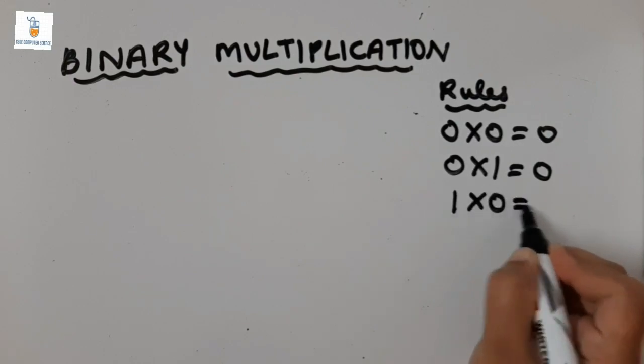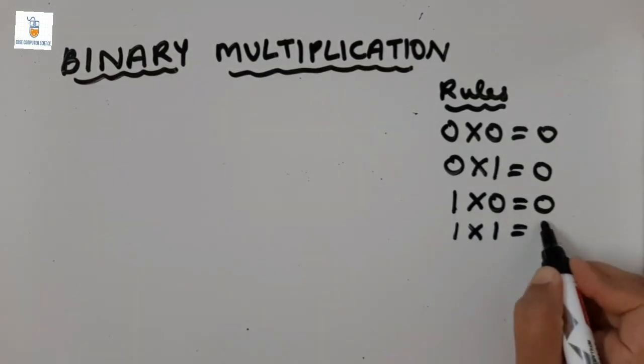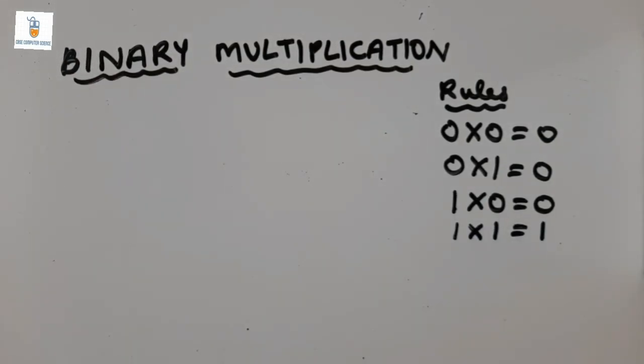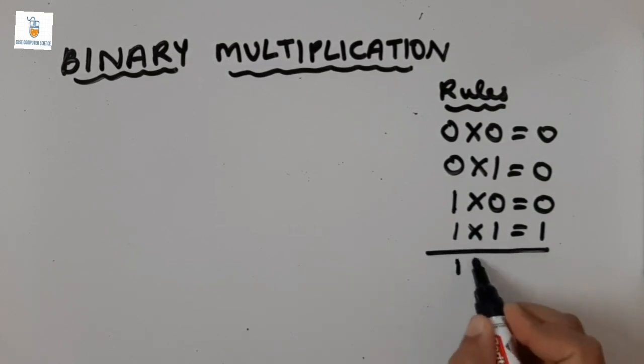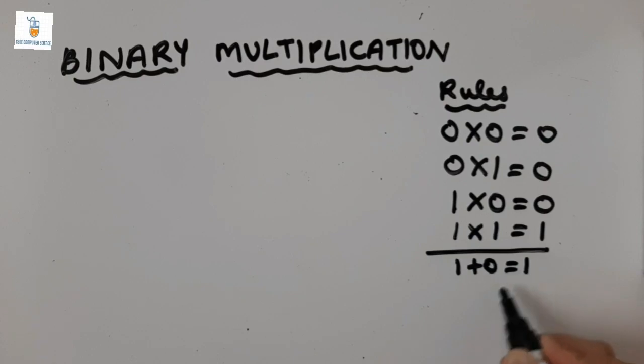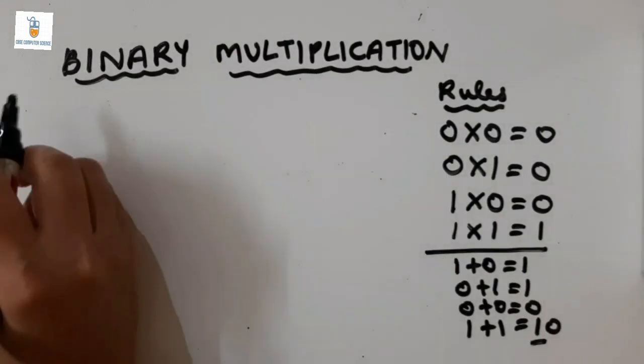So the rules are as follows: 0 into 0 is 0, 0 into 1 is 0, 1 into 0 is 0. So 0 into anything will always be 0. 1 into 1 is 1. Now let's recall the rules of binary addition. If you have not seen the video on binary addition, then you can check it on my channel. So 1 plus 0 is 1, 0 plus 1 is 1, 0 plus 0 is 0, 1 plus 1 is 10, where 1 is taken as carryover.